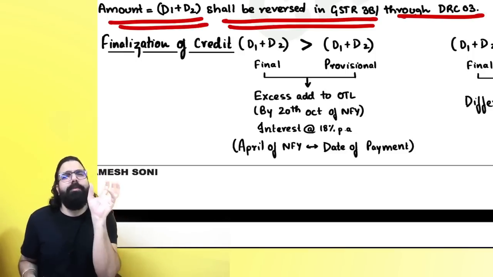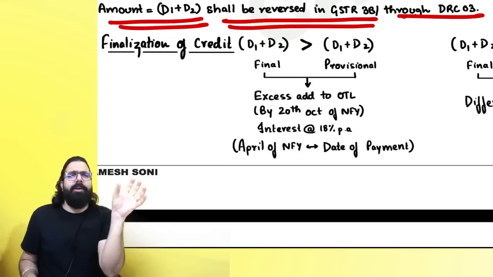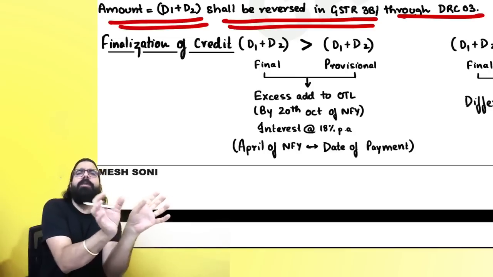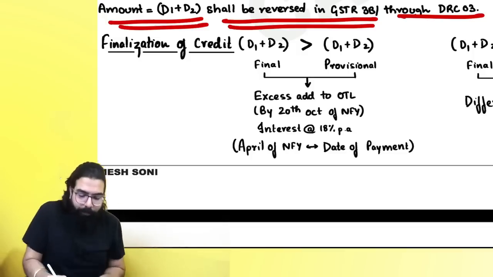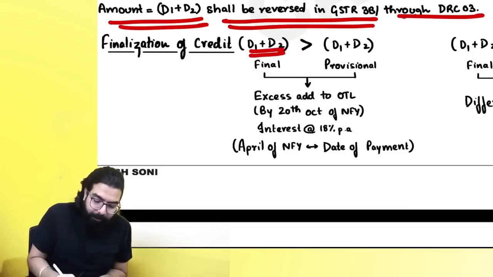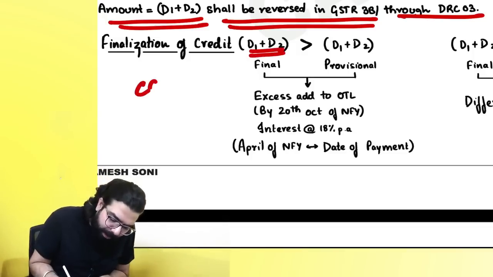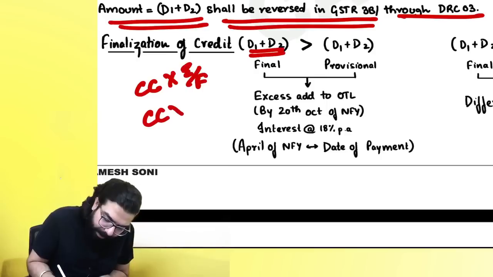Basically, for the full year you have to do the calculation of how much credit you would have reversed. The monthly credit which you have reversed, you also have to total. So D1 and D2 final means for the full year you have to calculate common credit multiplied by E by F, and common credit into 5% if there is any personal purpose.